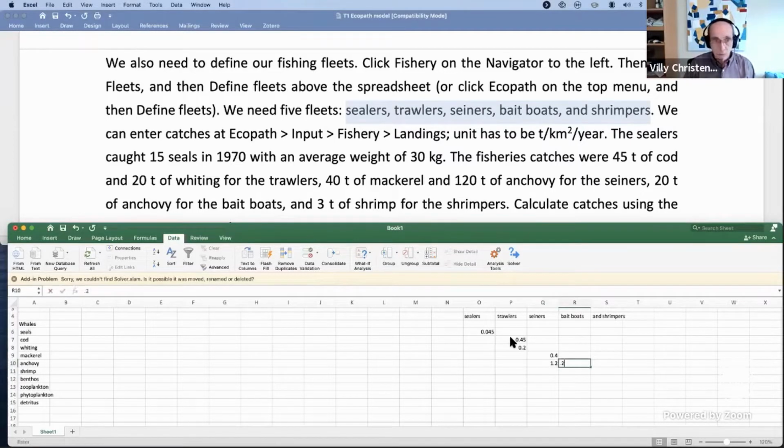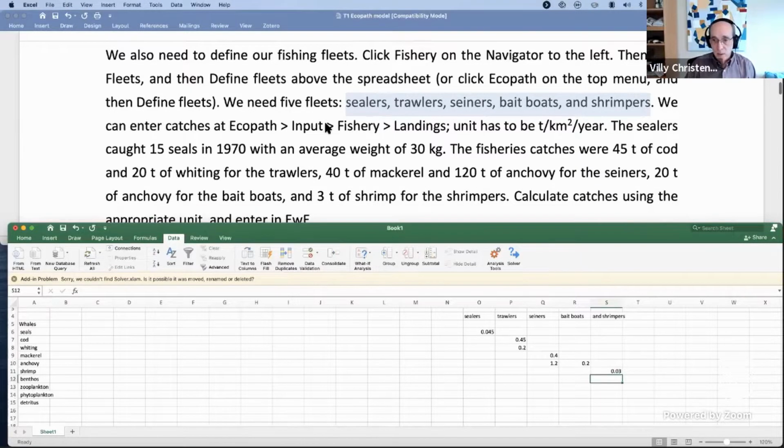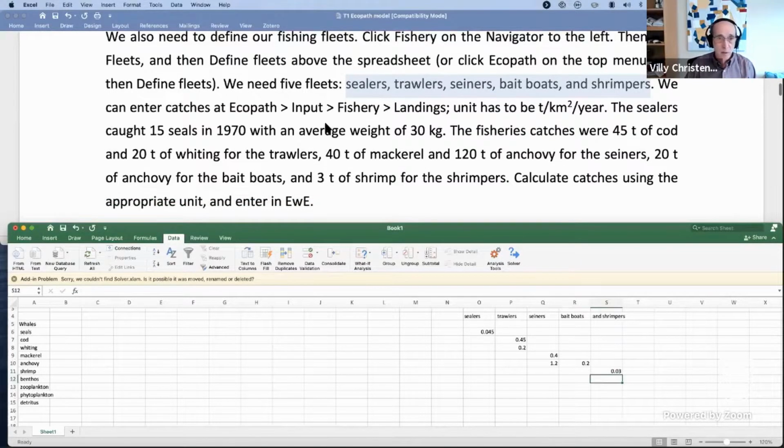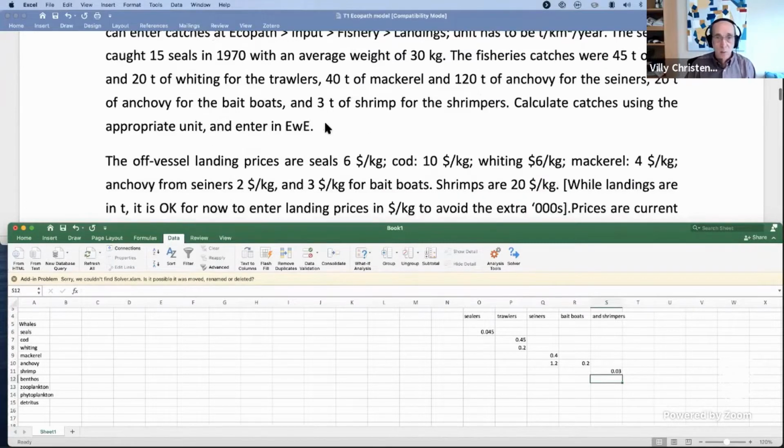Now we can do it quickly. And the shrimpers is there, 0.03. Well, 3 divided by 100, we know that now, that's that much. So this is what we need to enter on the landings. Let's continue. Oh, we got prices too.